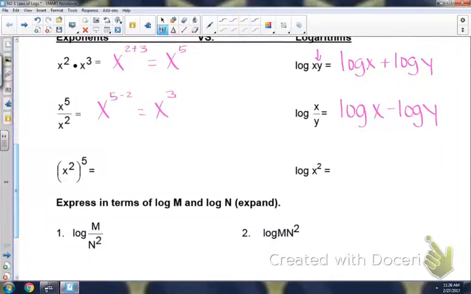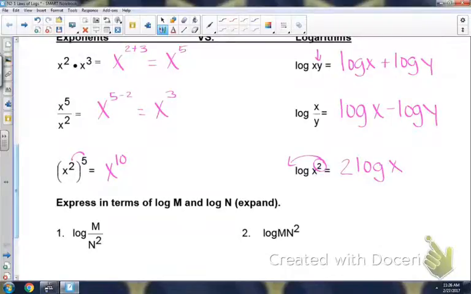Okay, so here we're going to be multiplying those exponents, so that would be x to the 10th. On your logarithm, you can just put it in front and multiply it by that log. So that would be 2 log of x. So you can just multiply it and put it in front, make it a coefficient.